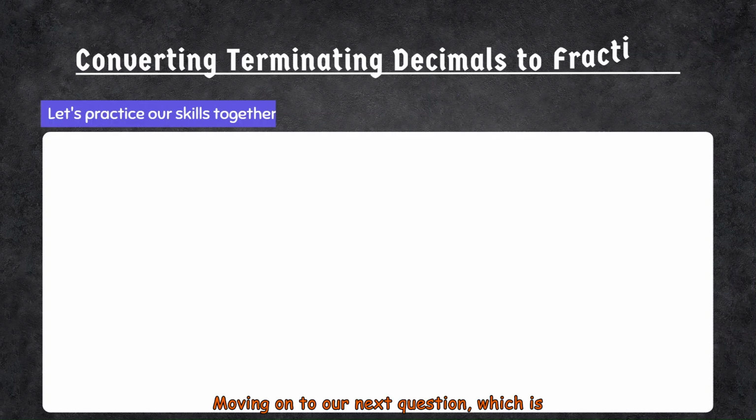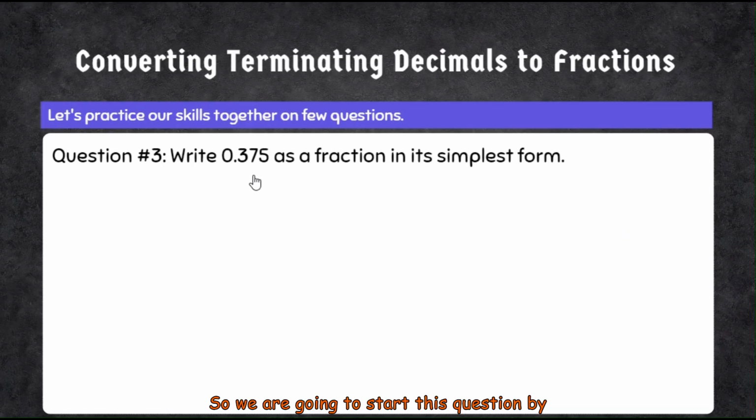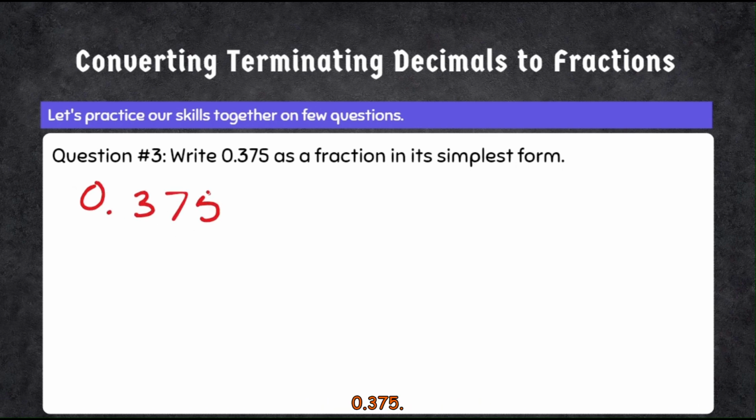Moving on to our next question, which is, write 0.375 as a fraction in its simplest form. So we are going to start this question by writing our decimal down. So 0.375. Now we are going to look at how many decimal digits we have. So 1, 2, 3. We have 3 decimal places.